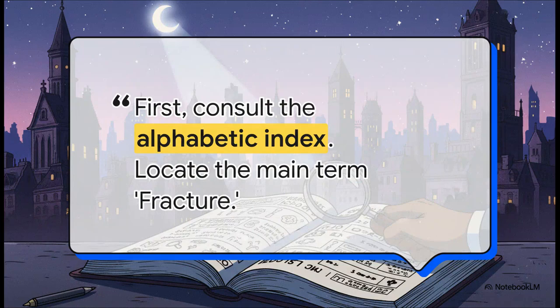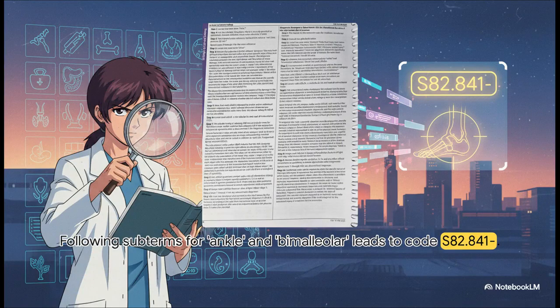No matter how complicated a case looks, our method doesn't change. We start in the same place, the alphabetic index, and we locate the main term. For an injury like this, our main term is fracture. Okay, from fracture, we start following the trail of breadcrumbs, the subterms. The doctor's note said the ankle and that it's a bimalleolar fracture on the right side. So we follow that path in the index, and it leads us to code S82.841 with a dash at the end.